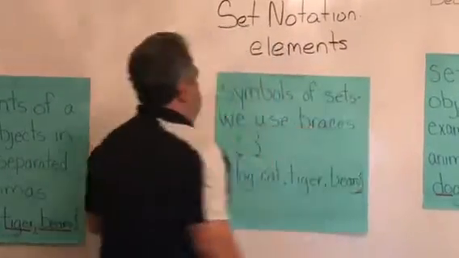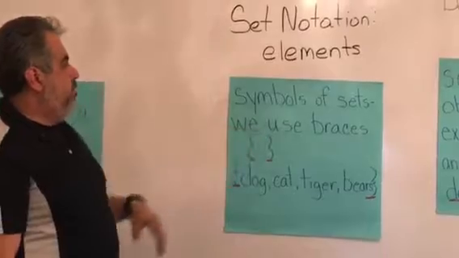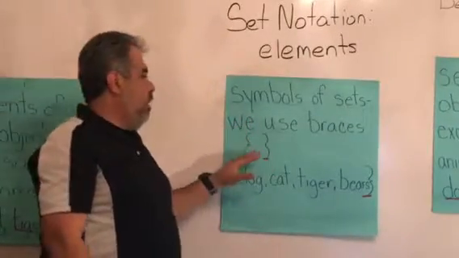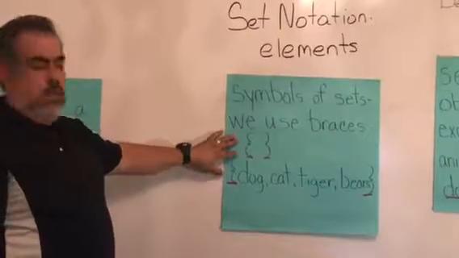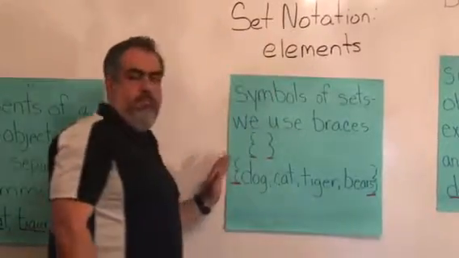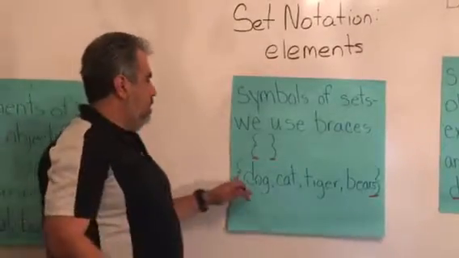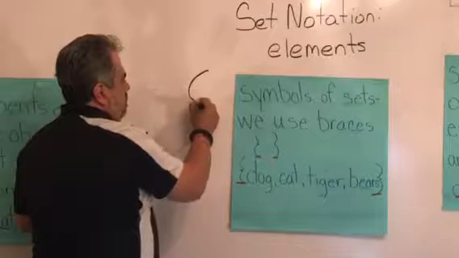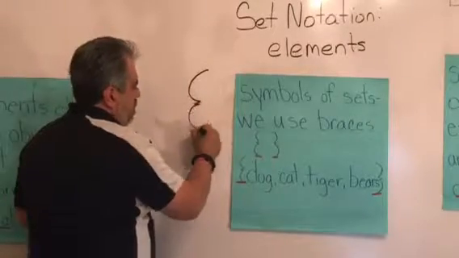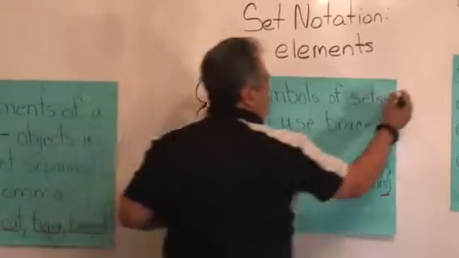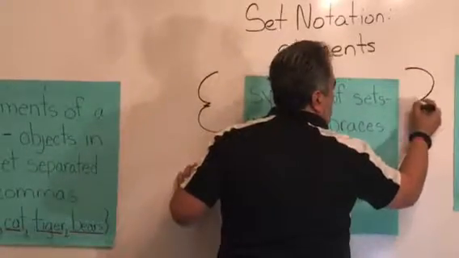Okay, the next one. The symbol for set. We're going to use, they're called braces. And they're located at both ends of the set. And we use braces. So we're going to draw this. It's going to be a little curve. And then another hump. And it's on one side, and on the other side, it's going to be the other side.